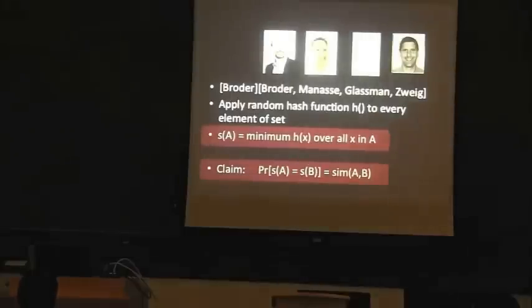Okay? But here's a little variant of random sampling that actually works. And it's actually very, very cute, and it's related in some sense to what we did before. So here's the idea. You apply a random hash function to every element of the universe. Okay, so you have a random hash function. You apply it to every element of the set, and you just remember the minimum. Okay? Let's assume that we have no collisions. So we have a hash function that has no collisions. And here's the claim. The claim is that the probability that the minimum of A is equal to the minimum of B is just the similarity of A and B.